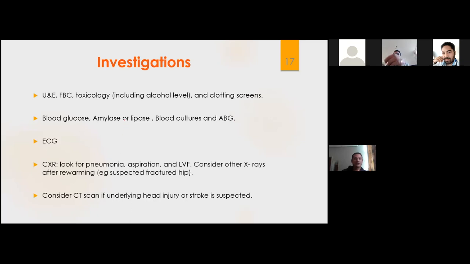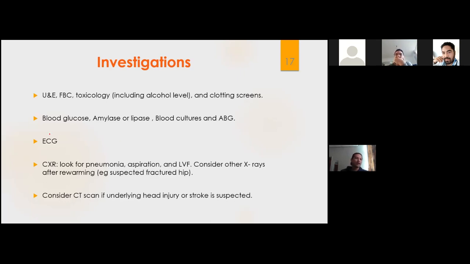For the investigation, we have to do the basic sets of bloods such as U&Es, FBC, LFTs, and clotting screen, including toxicology, which includes alcohol level. Patients with hypothermia are vulnerable to hypoglycemia, so we should also check blood glucose. Amylase and lipase are falsely elevated in these patients, which doesn't mean the patient has pancreatitis. We also have to rule out any signs of infection, so we take blood cultures, and establish the acid-base status of the patient by taking the VBG.